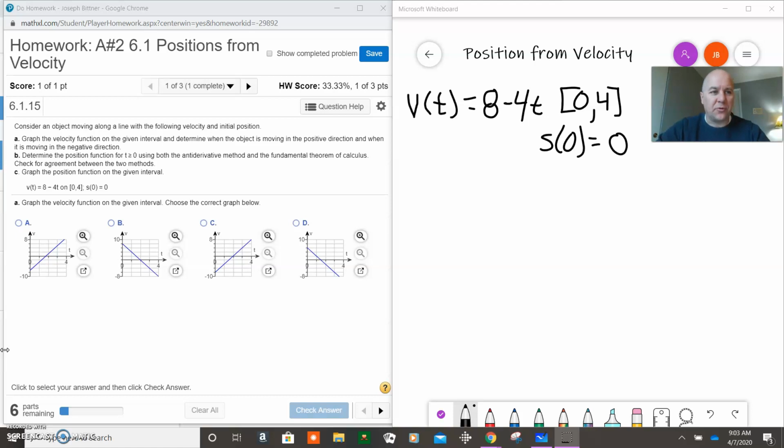And I've tried to do a split screen with the My Math Lab on the left side, and hopefully my work is on the right. Hopefully everything's legible and you can see everything.